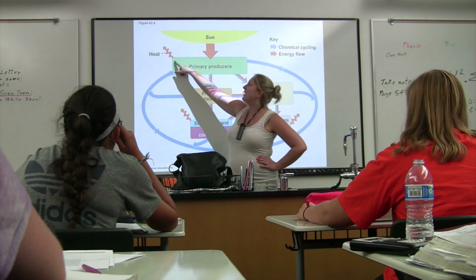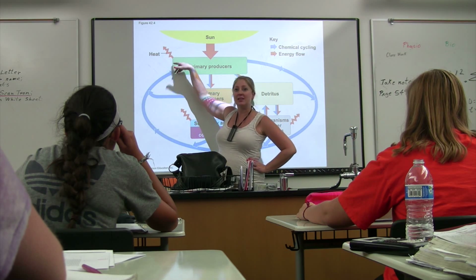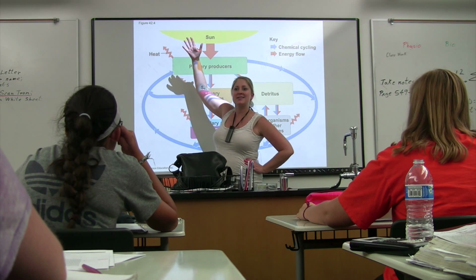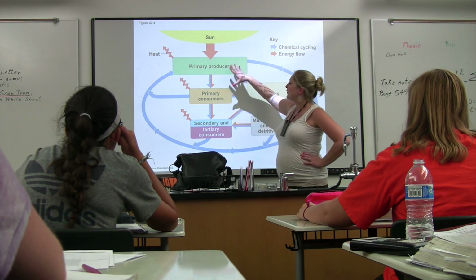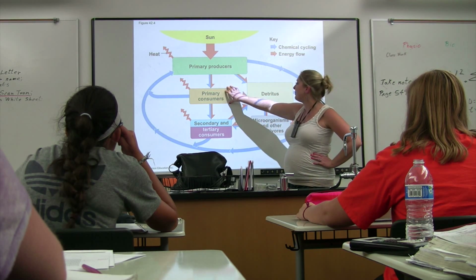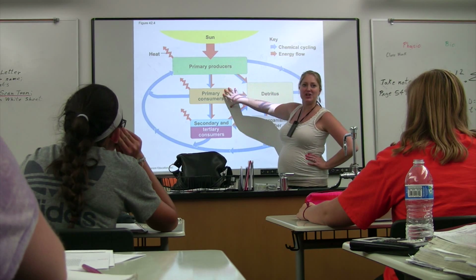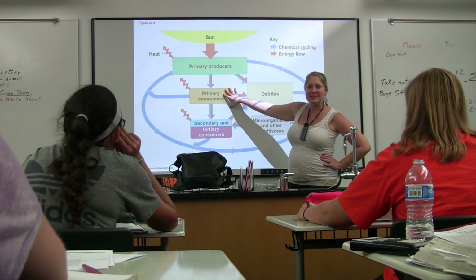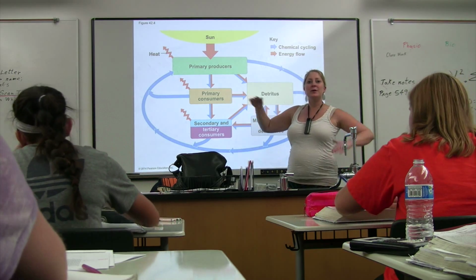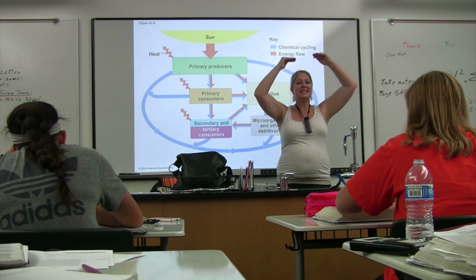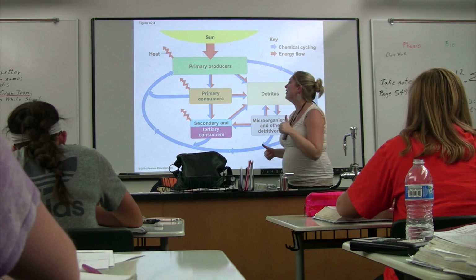From here, we have some heat loss. Is it lost? No. It's transferred. Good. From here we have our primary consumers, and our primary consumers are going to feed on our primary producers. What amount of energy do they get? 10%. What's the level that we move up from one to the next called? Starts with a T. Trophic. Nice. It's a trophic level.